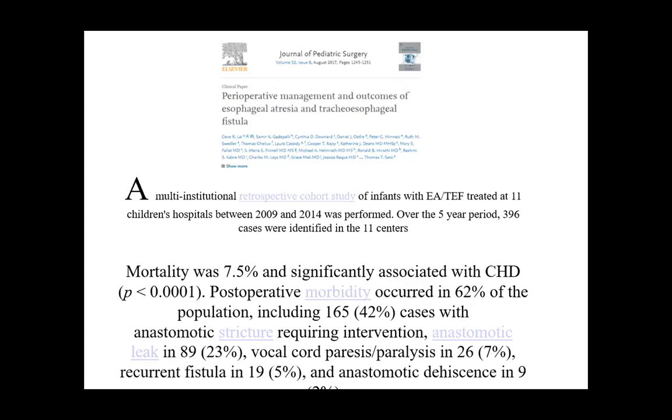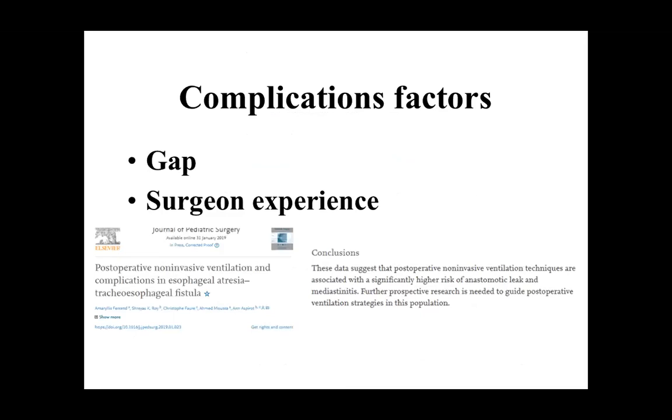This morbidity includes 42% cases with anastomotic stricture, 23% with anastomotic leak. We have also vocal cord paralysis, recurrent fistula, anastomotic dehiscence. So you see, it's very important to speak with the parents about the probability of such complications in their babies. These complication factors depend on the gap between the two pouches, and also on the surgeon's experience.